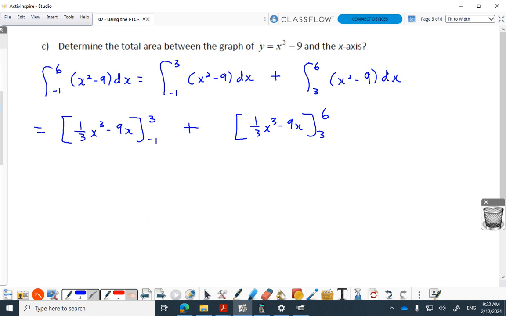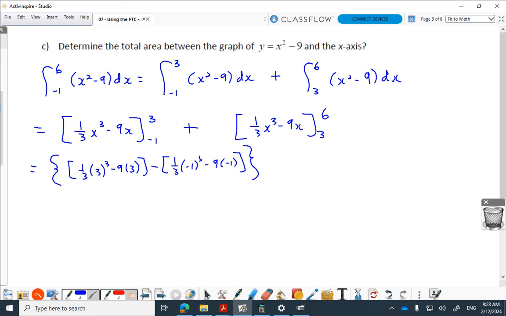He already saw through what's going to happen here. So this first one here, I'm going to use curly brackets just because it's fun to put curly brackets into this. Here's the first area. Let's see. 1/3 times 3 cubed minus 9 times 3, minus 1/3 times -1 cubed minus 9 times -1. That's the first one. Subbed in 3, subbed in -1. Did it.